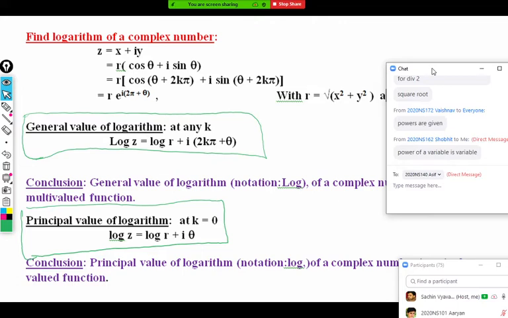Have you finished the theory? Can we move to the questions? Yes, sir, we have finished.